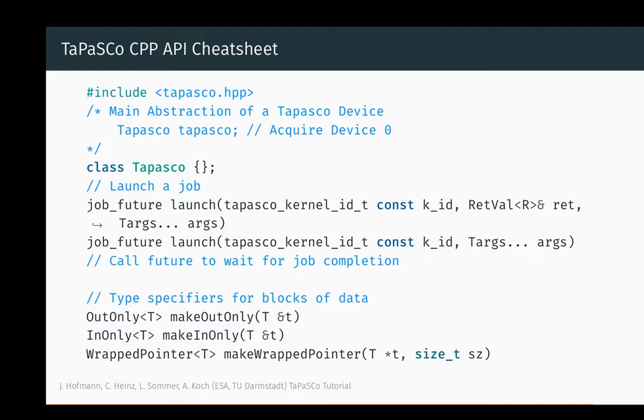We still need to get our data in and out, and so the basic construct for that is wrapping a pointer for TaPaSCo, because TaPaSCo will automatically manage data transfers associated with each of the jobs you launch, but for that it needs to know how much data it has to transfer. So we have this make wrap pointer function down here, which takes a pointer to the data you want to transfer and the number of bytes you want to transfer.